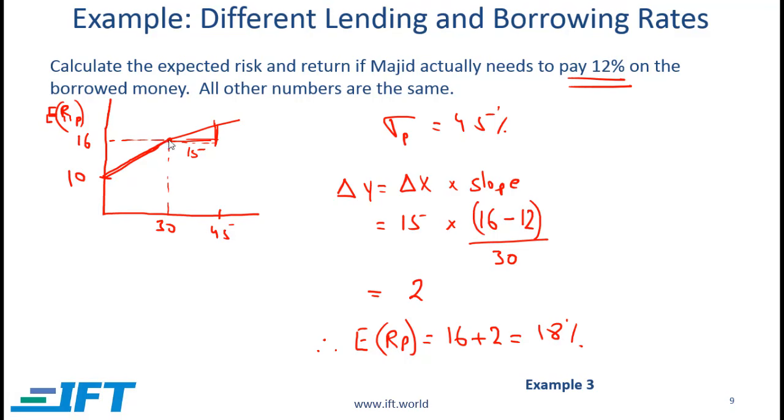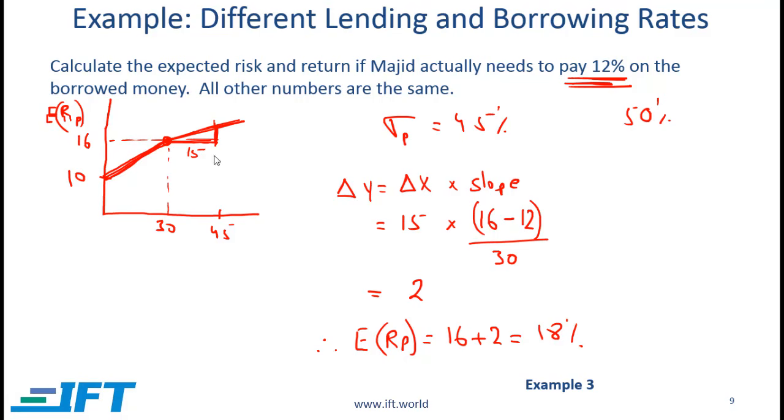Notice that this part of the line is exactly what we had before, but now since Majid is borrowing at 12%, the slope over here is less. The lower slope indicates that for a given amount of risk, the extra return will be lower, and that makes sense because the borrowing rate is now relatively high. Given that Majid is investing 50%, the weights are the same as what we had in the previous example.